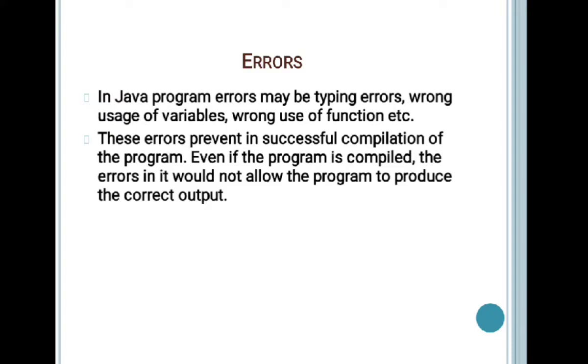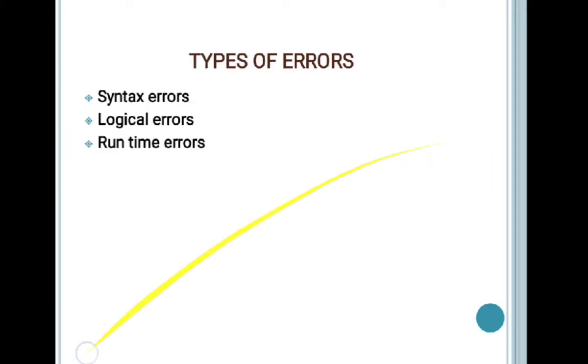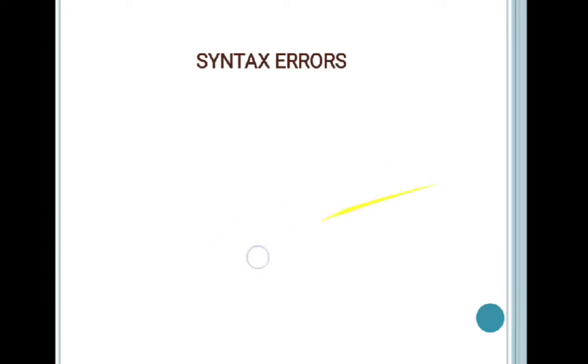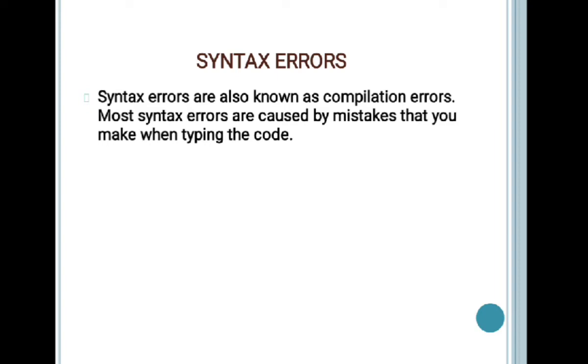Alright, so on the basis of the errors we differentiate the types of error. We have 3 types of error: syntax error, logical error and runtime error. Alright, now what about the syntax error? Syntax errors are also known as compilation errors. Compilation, that means your program will not be compiled. Okay, it will not even compile; run comes last, after your compile.